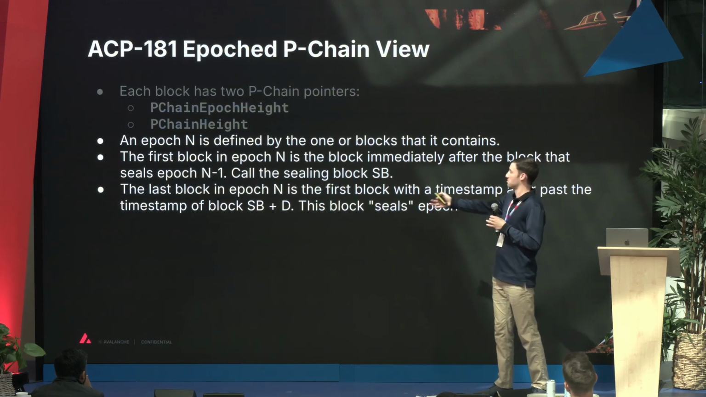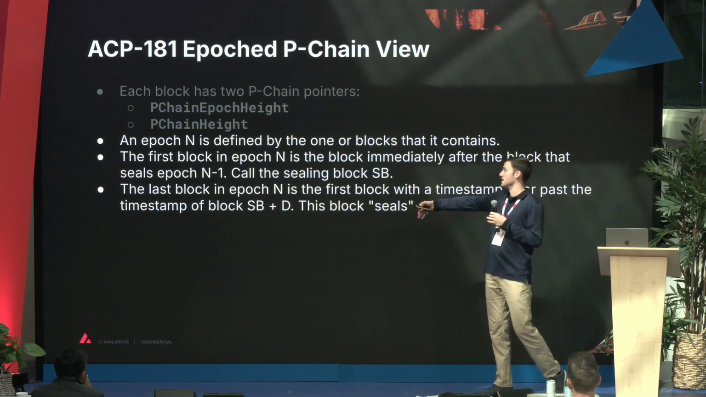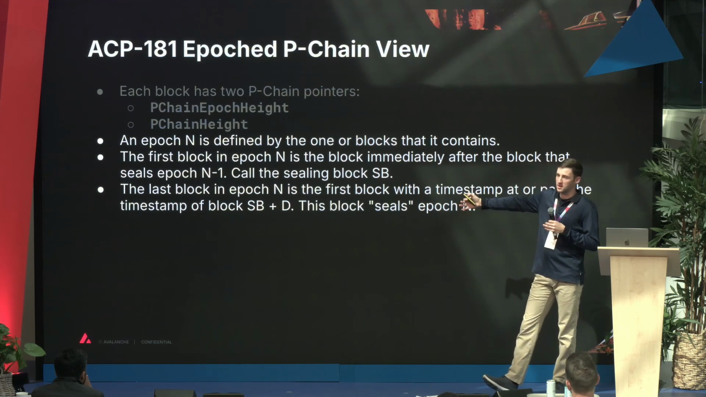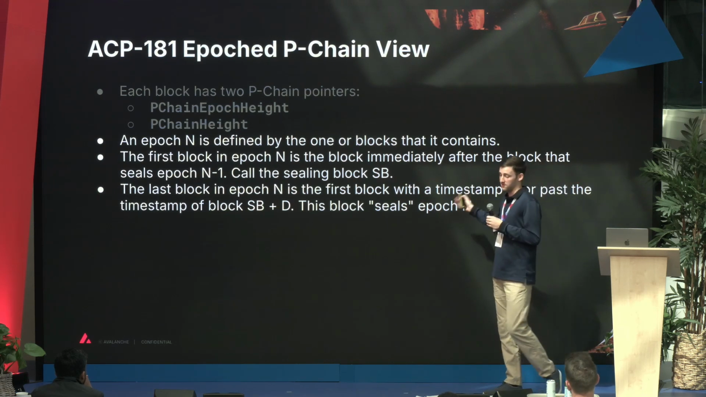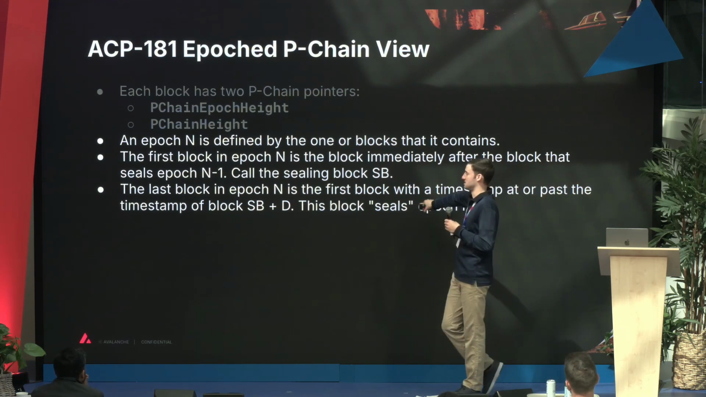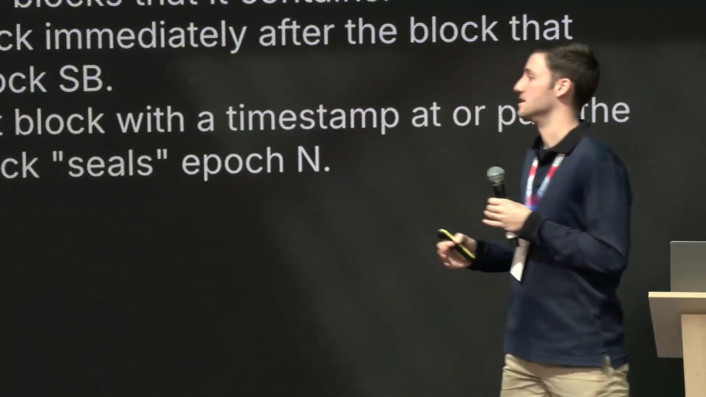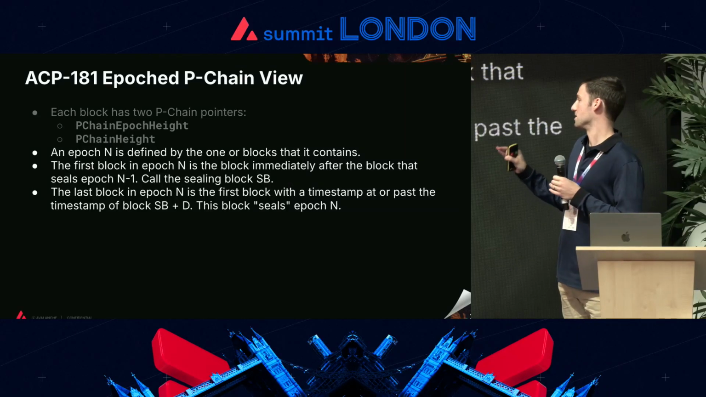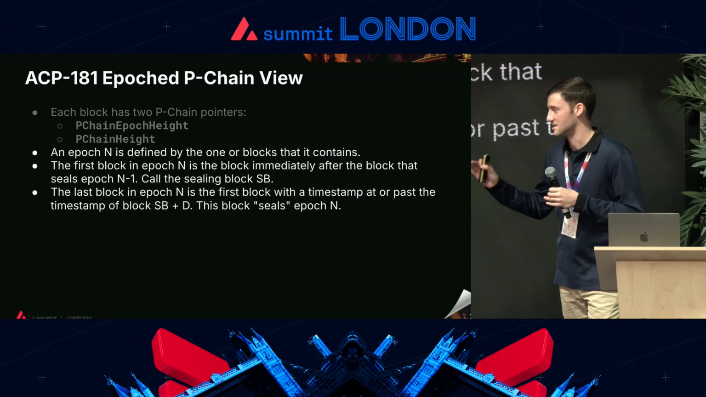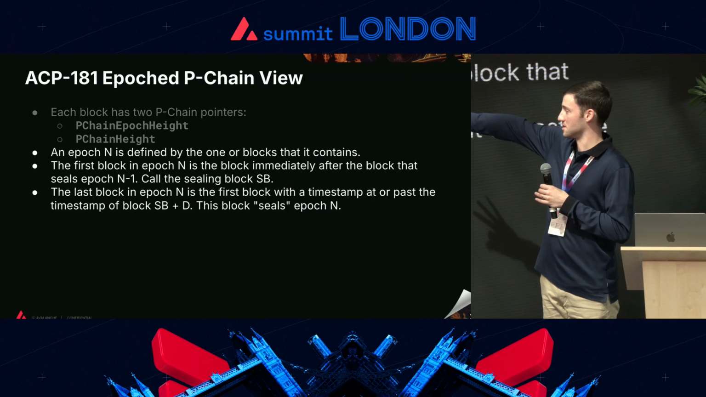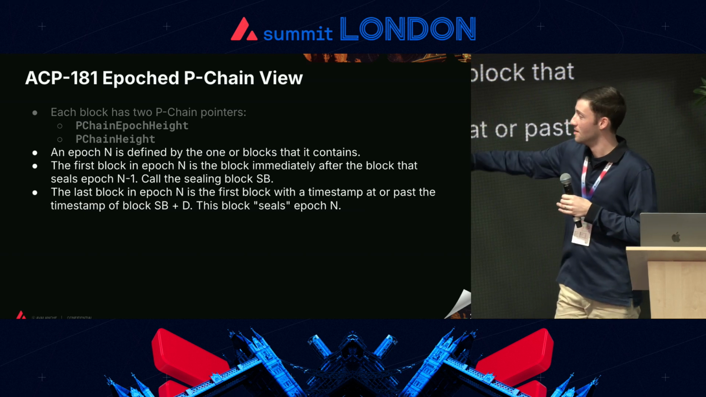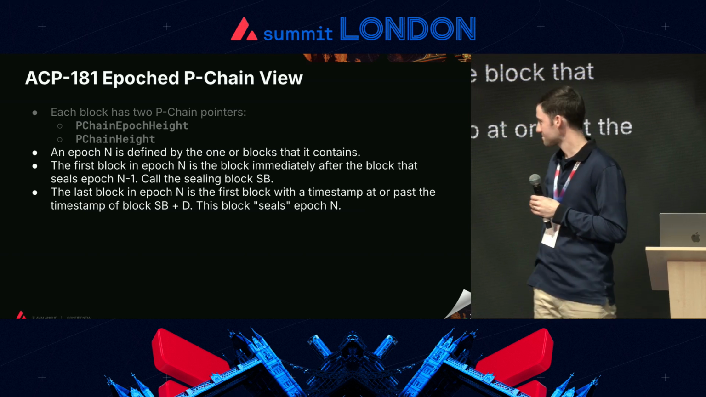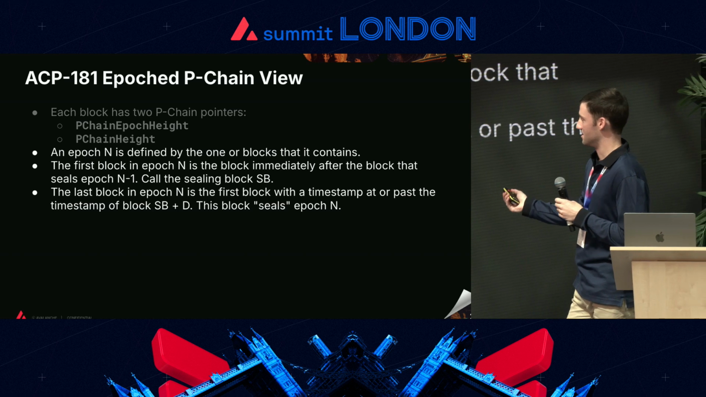We call the last block in epoch n-1 the ceiling block, and then define what it means to be a ceiling block here, which is that the last block in epoch n is the first block with a timestamp at or past the timestamp of ceiling block SB plus the time period D. And that's the block that seals epoch n.